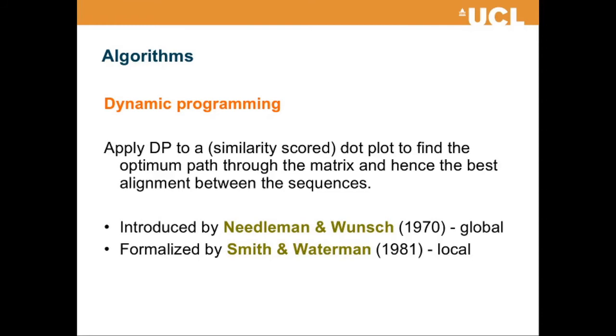And Smith and Waterman in 1981 realised that what Needleman and Wunsch had done was actually a form of dynamic programming, and so they formalised the work that had been done by these two medics, and they then modified it somewhat, because what Needleman and Wunsch had done was what's known as global sequence alignment, whereas Smith and Waterman modified the algorithm to produce what's known as local sequence alignment.